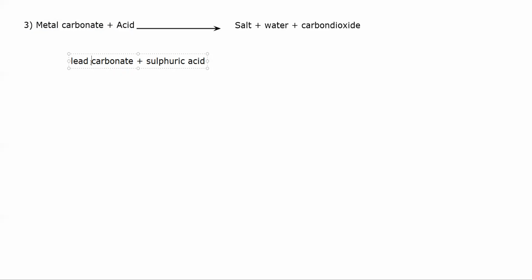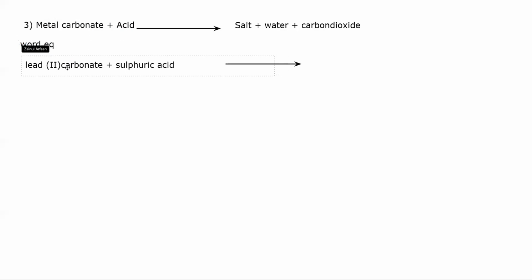Lead 2 carbonate, because it's a transition element, that's why valency is also written, like it may have variable charge. So lead 2 carbonate, 2 is just showing the valency or the charge of lead, plus sulfuric acid. What will be the result, the product? What will be the product when lead carbonate is reacting with sulfuric acid?